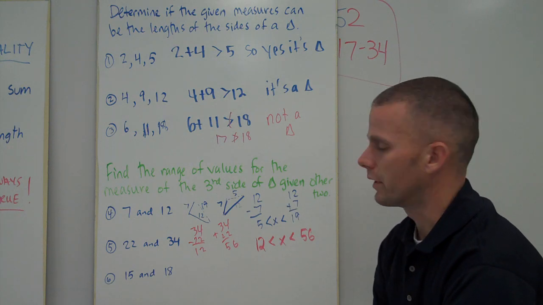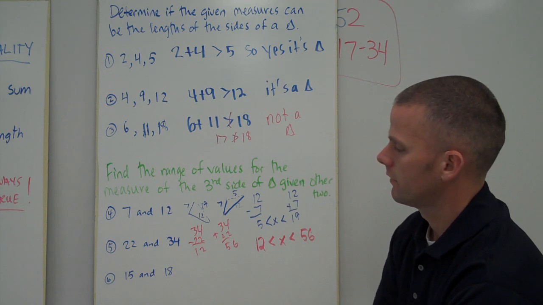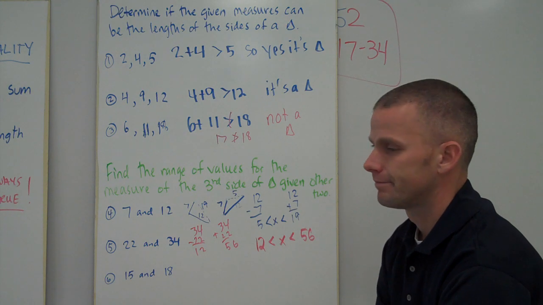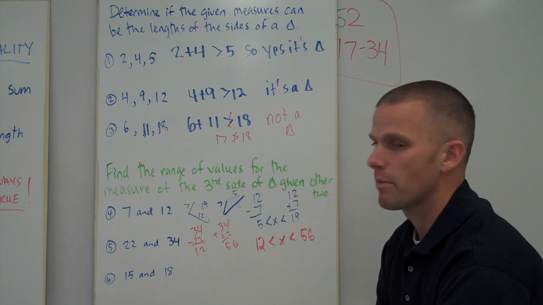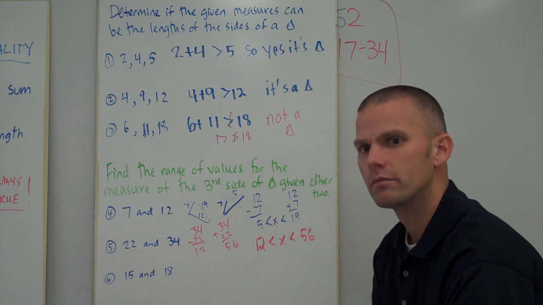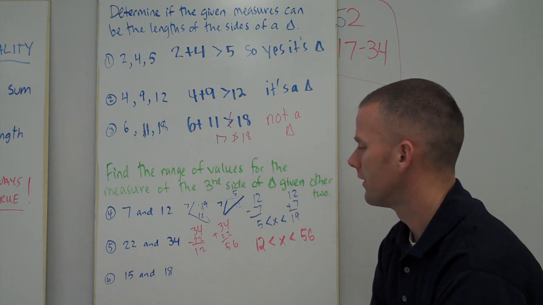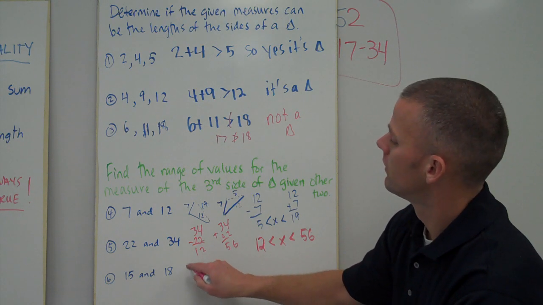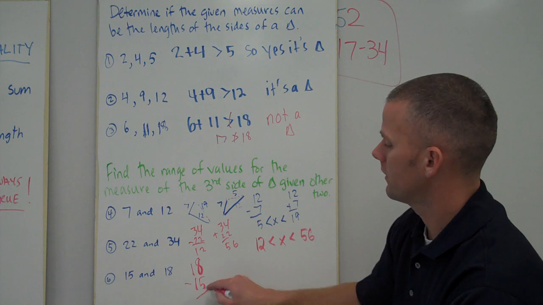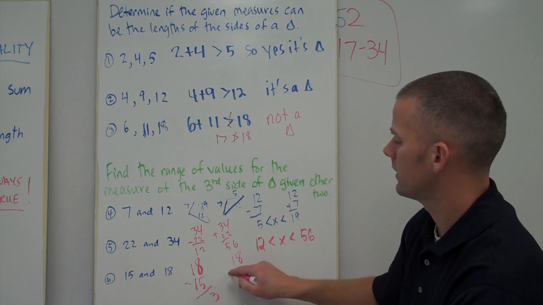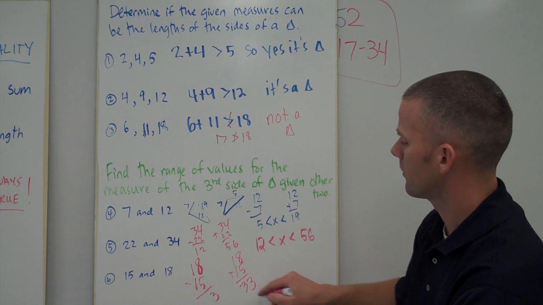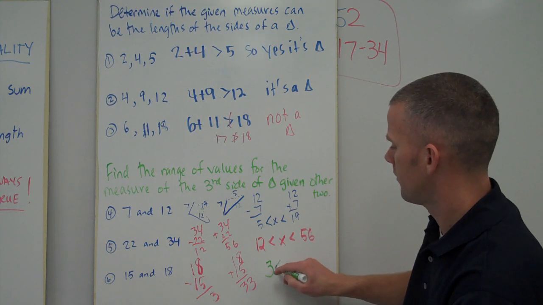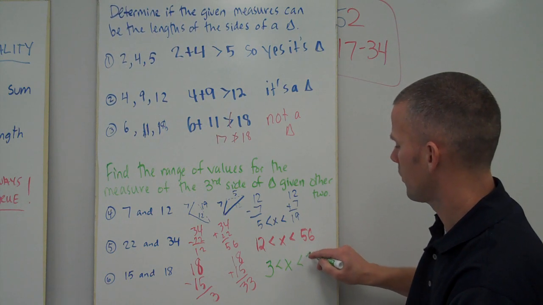Last example, let you try real quick. You've got 15 and 18 as your two side lengths. Maybe pause the video right now, that way it's easier. So 18 minus 15 gives us 3. 18 plus 15 gives us 33. So that third side of my triangle has to be somewhere bigger than 3, but smaller than 33.